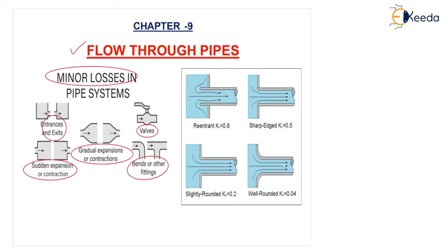Now minor loss is given by a coefficient K. For example, I want to write loss of head HL. Let us say this is minor loss. HL is equal to V square by 2g. So minor loss is directly affecting the velocity head. But how much? Is it 100% or 50%? Along with this velocity head, one coefficient is multiplied.